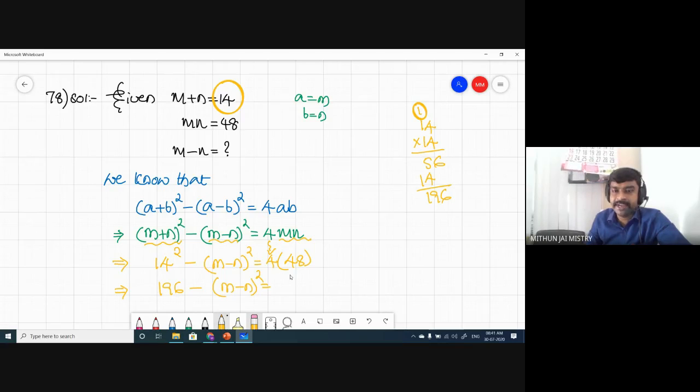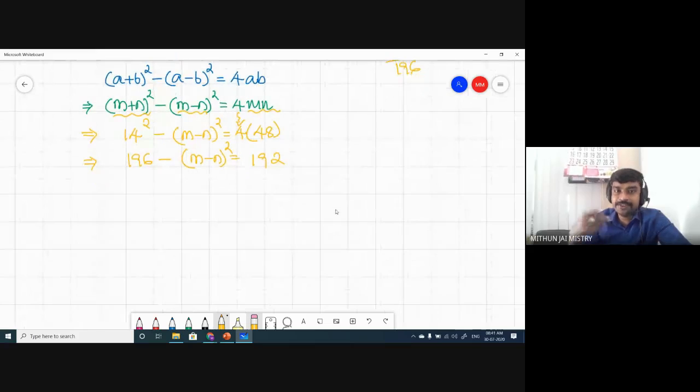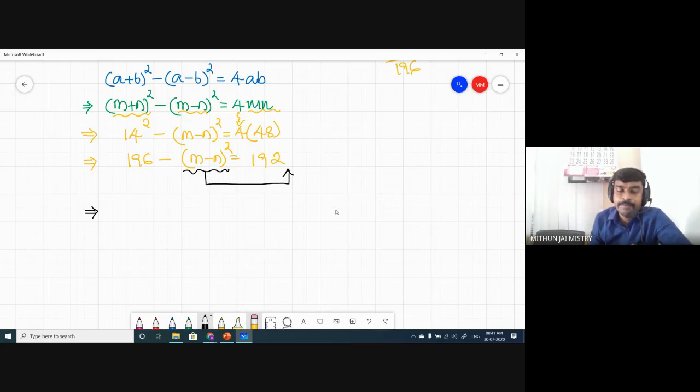Now 4 into 48. 4 8s are 32. 4 4s are 16. So 192. Now do one thing. What we want is m minus n. Where is that? It is over here. So take this underlined one to that side and bring this 192 to the left hand side. That means I'm asking to transpose. Why? Because I want m minus n, so let me make this m minus n from negative to positive.